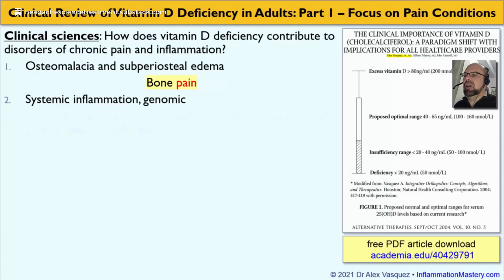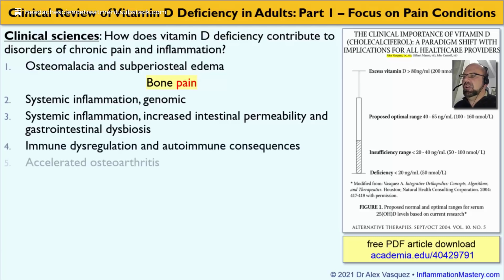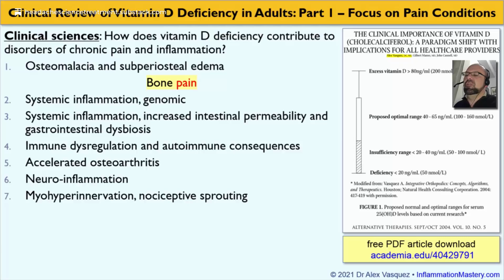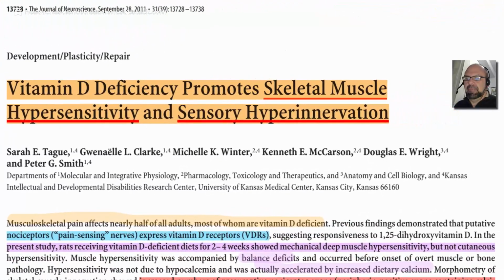Systemic inflammation from a genomic standpoint, systemic inflammation, increased intestinal permeability and gastrointestinal dysbiosis, immune dysregulation and autoimmune consequences, accelerated osteoarthritis, neuroinflammation, and here's a new term that I just made up while I was putting this together, myohyperinnervation. So this is a proliferation of nociceptive neurons in muscle as a consequence of vitamin D deficiency. This has been shown to occur in animals that are made vitamin D deficient within 2 to 4 weeks of induced vitamin D deficiency. So again, I call that myohyperinnervation.